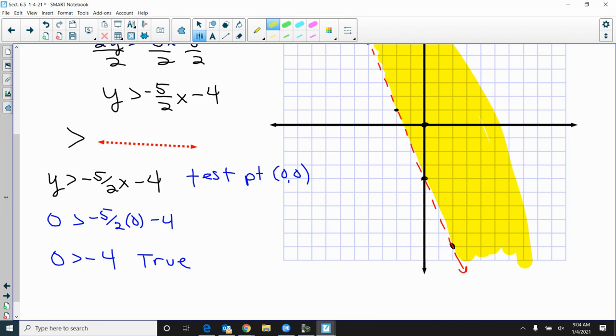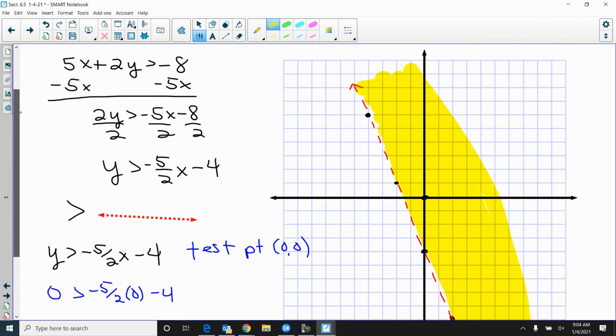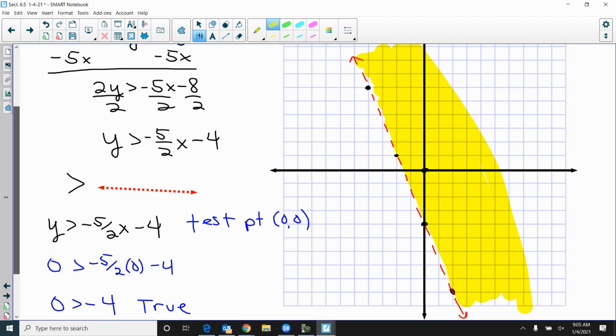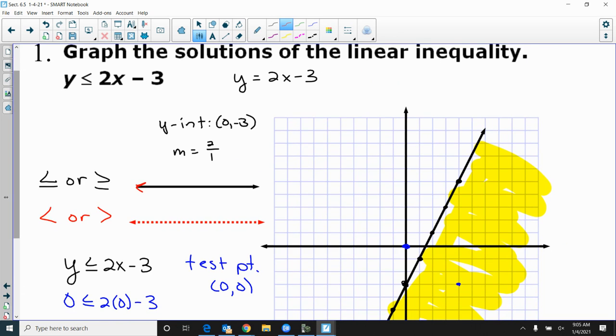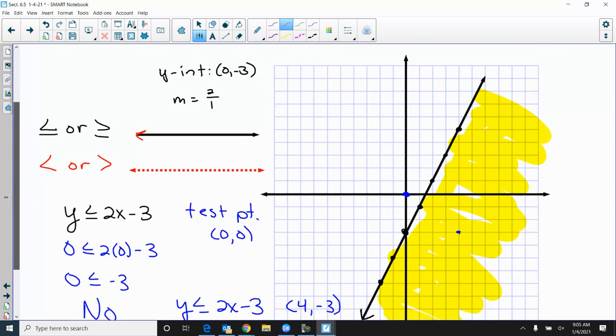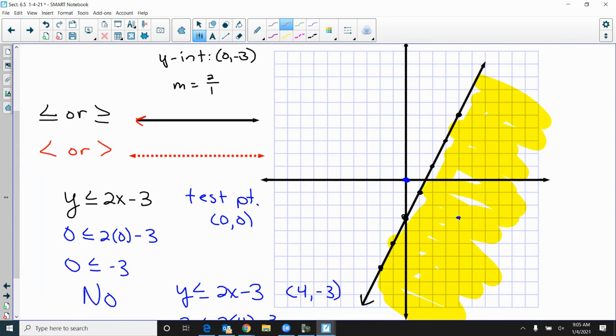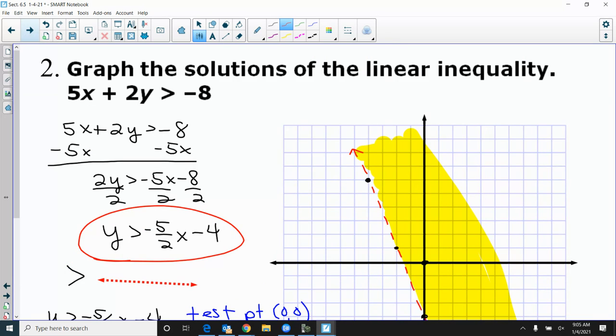line. Now look, you only do it though once you get the y by itself. So here, once I got this, it says y is greater than. Well, did we shade above the line? Yeah. If it's less than or equal to, you're going to shade below the line. The test point will always work, but it's just going to confirm whether you shade above or below. And that's what that thing at the bottom says.